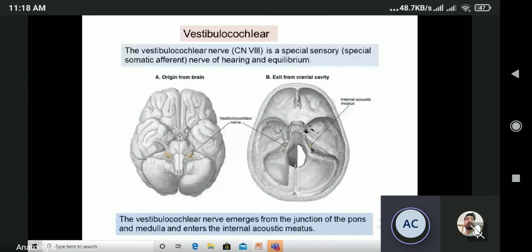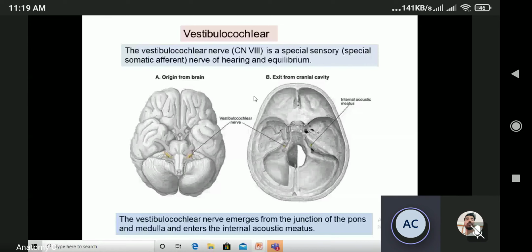Now coming to another nerve, that is the 8th cranial nerve, which is the vestibulocochlear nerve. Okay, so it is a special sensory, special somatic afferent nerve. It is mainly concerned with equilibrium as well as hearing. So the vestibulocochlear nerve mainly consists of two components. It consists of a vestibular component, which is mainly responsible for equilibrium, and a cochlear component, which is mainly concerned with hearing. So the 8th cranial nerve is the vestibulocochlear nerve.